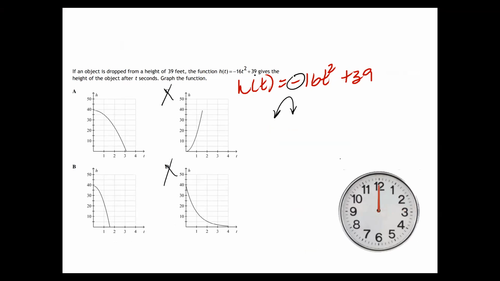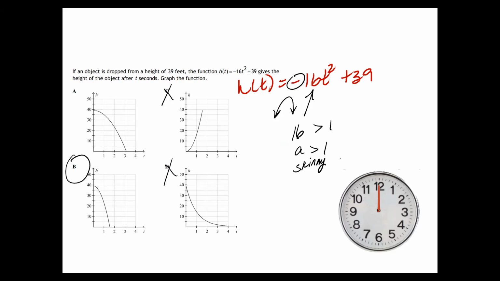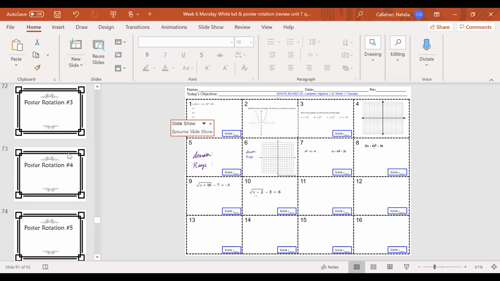Well, looking at this, it looks like this one is going to be 16, which is actually greater than 1. So that's saying a is bigger than 1, so it's going to be a very skinny graph. Looking at it, which one looks like a skinnier graph? I would think it's that one right there. It is going to be B. So pause the video and answer the following questions.